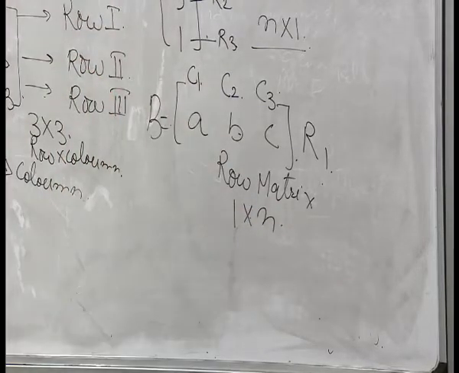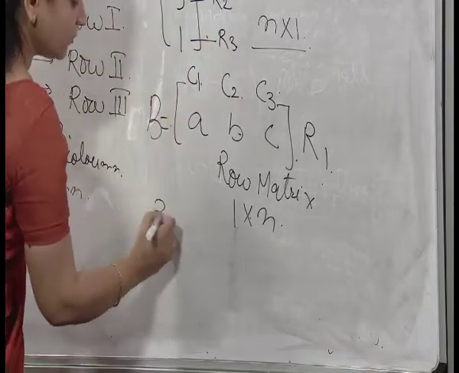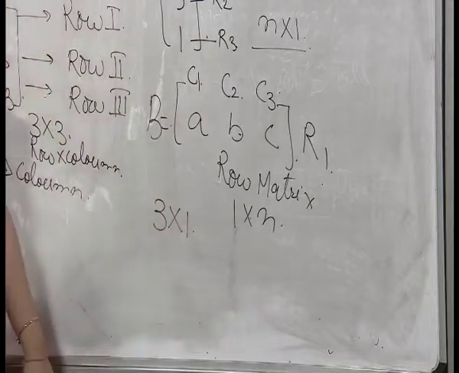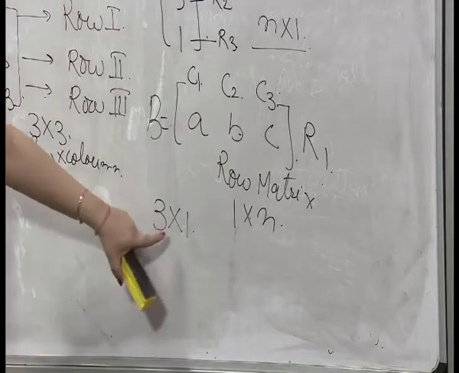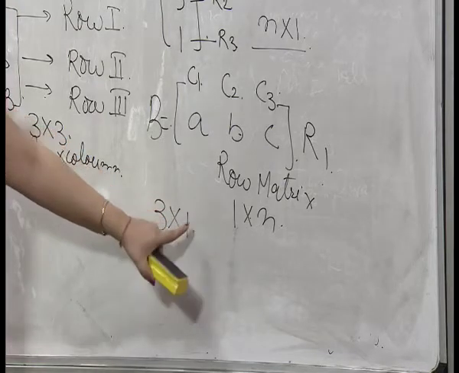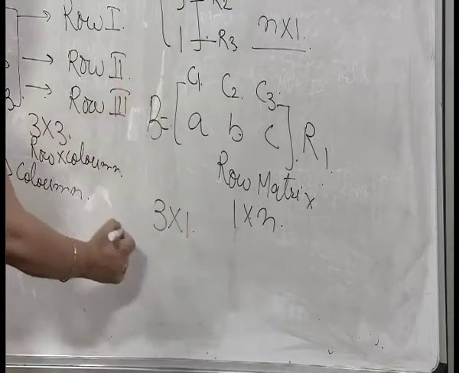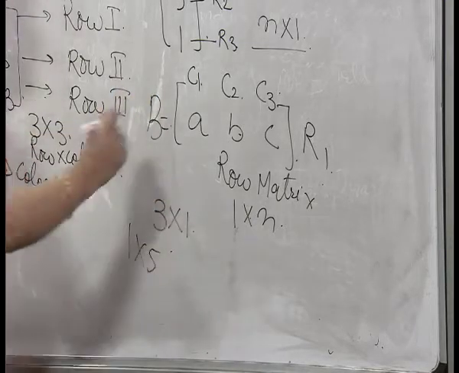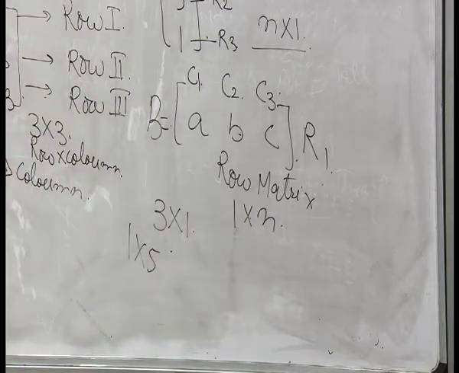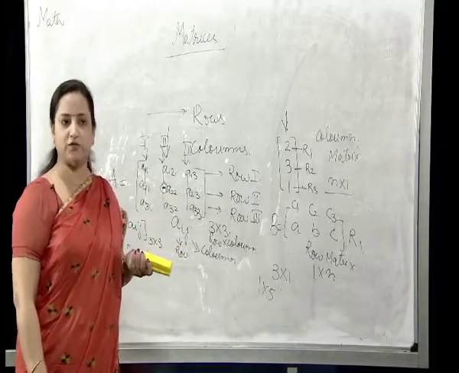So if somebody asks you, if you are given a matrix of order 3 by 1, what will it be? It is having 3 rows and 1 column, so it will be a column matrix. If you have 1 by 5, it is having only 1 row and 5 columns, so it will be a row matrix. So now you know about the order of the matrix and you know about the elements of the matrix.